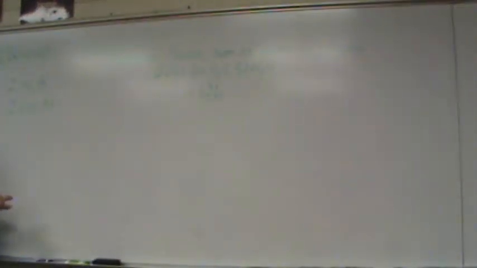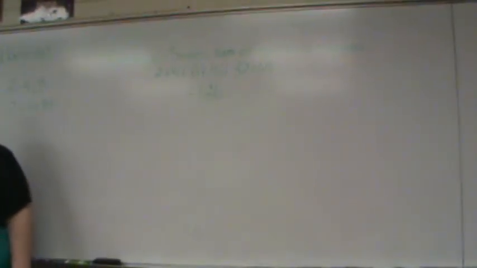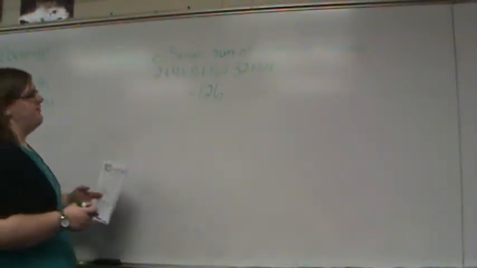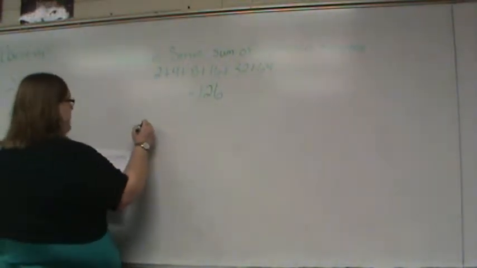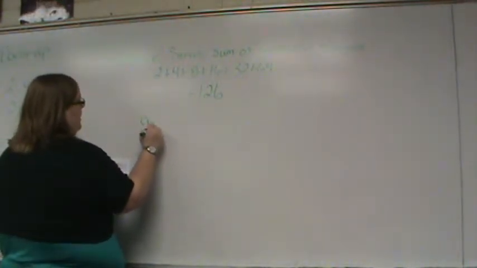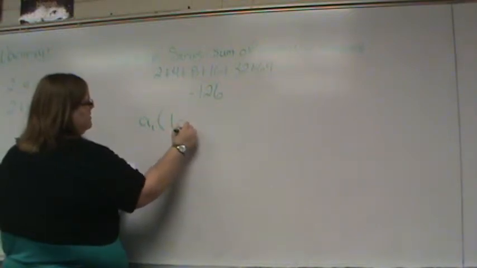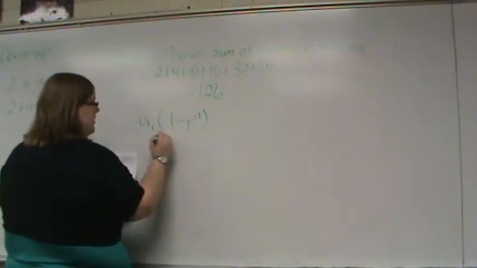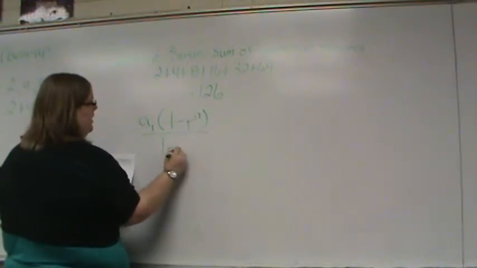So now, like our example that we did with the arithmetic series, this one was small enough that we could just add them real quick. What if you had 20 terms, 50 terms, 100 terms? Are we going to want to add all of those? No. So we're going to have a shortcut to find this sum just like we did with the arithmetic. Our geometric one is going to look a little different though. It's going to look like a1 times 1 minus r to the n, divided by 1 minus r.